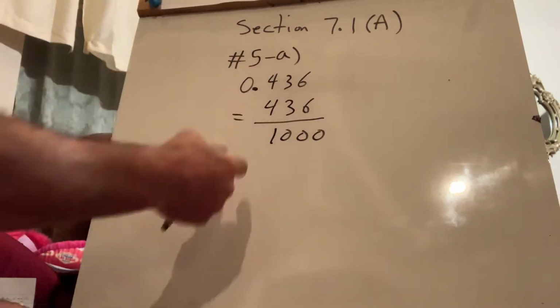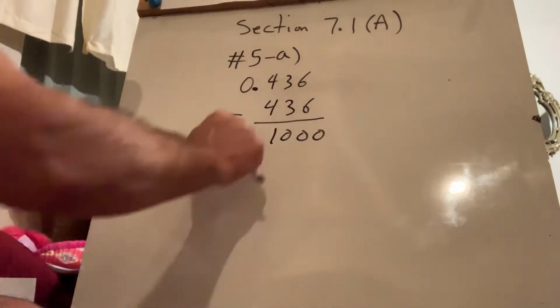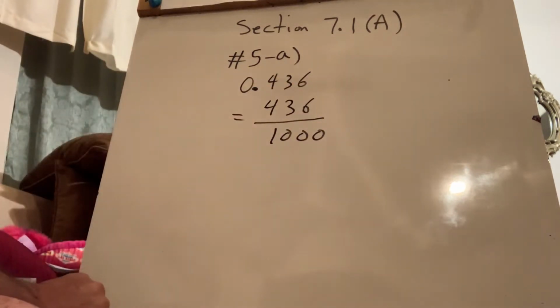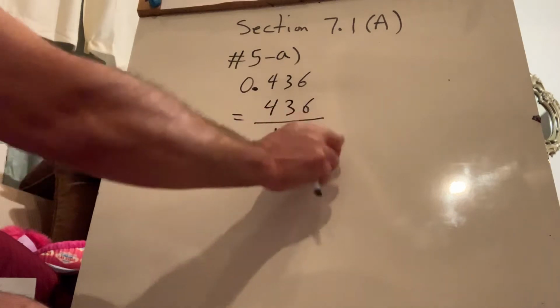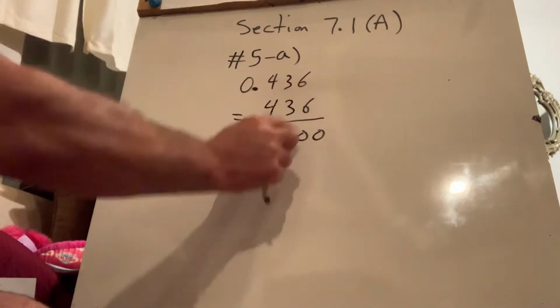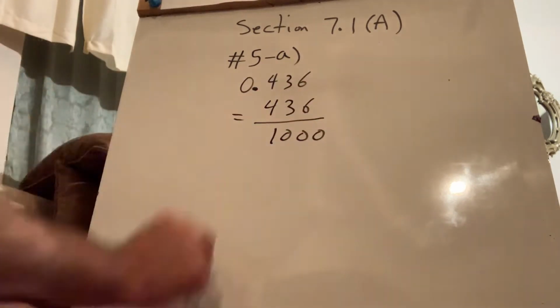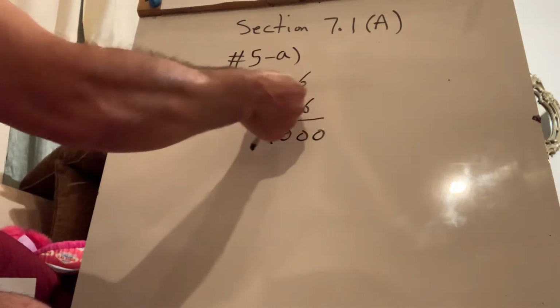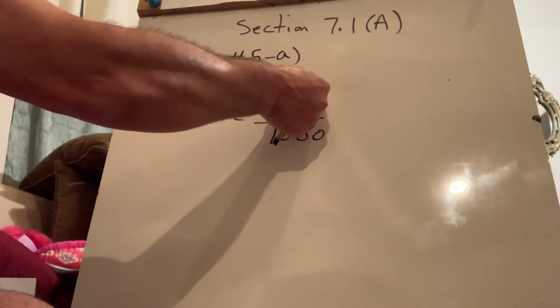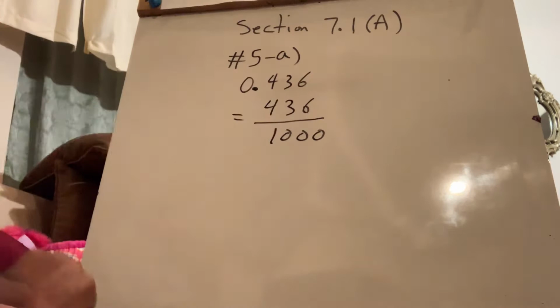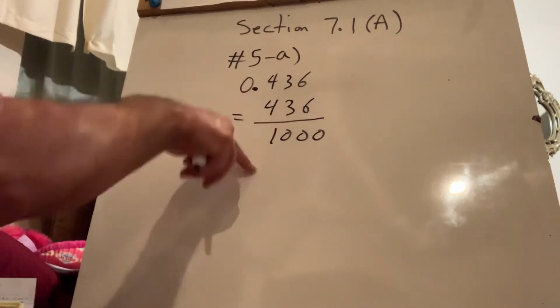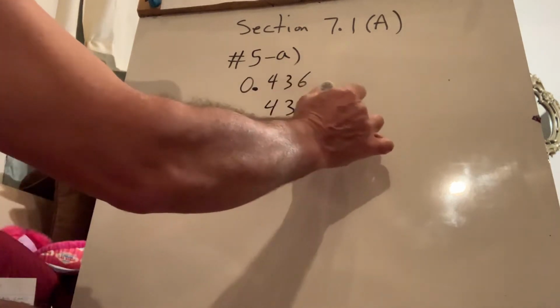Or you can just read it as 436 thousandths because it's over 1,000. So that digit tells you what power of 10. Because it's in the thousandths place, you just write the number over 1,000. If this was 0.43, that would be 43 hundredths because that would be in the hundredths place. Anyway, so now there's your fraction. You just have to reduce it. I'm not going to bore you with that.